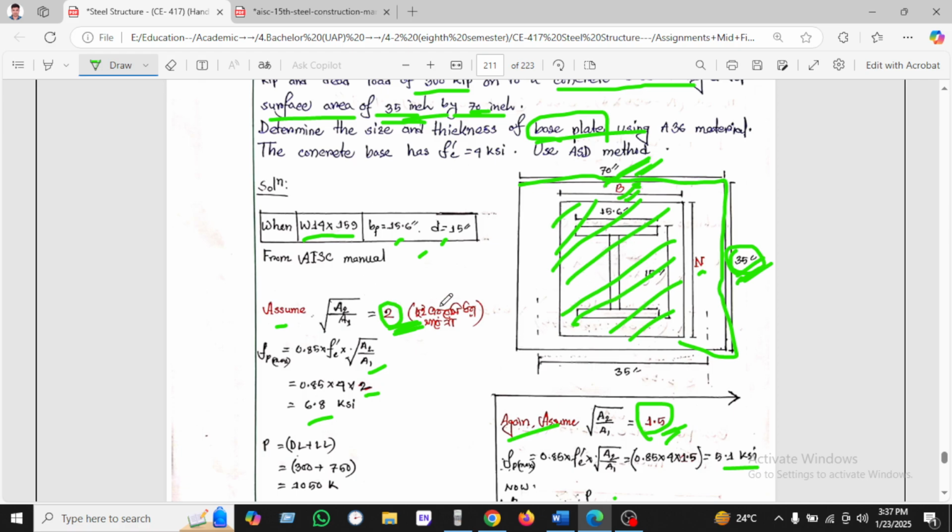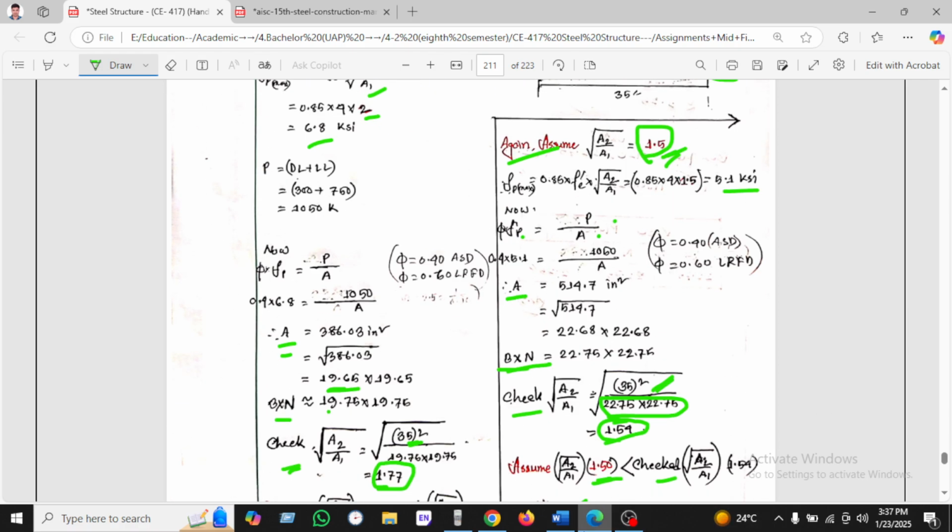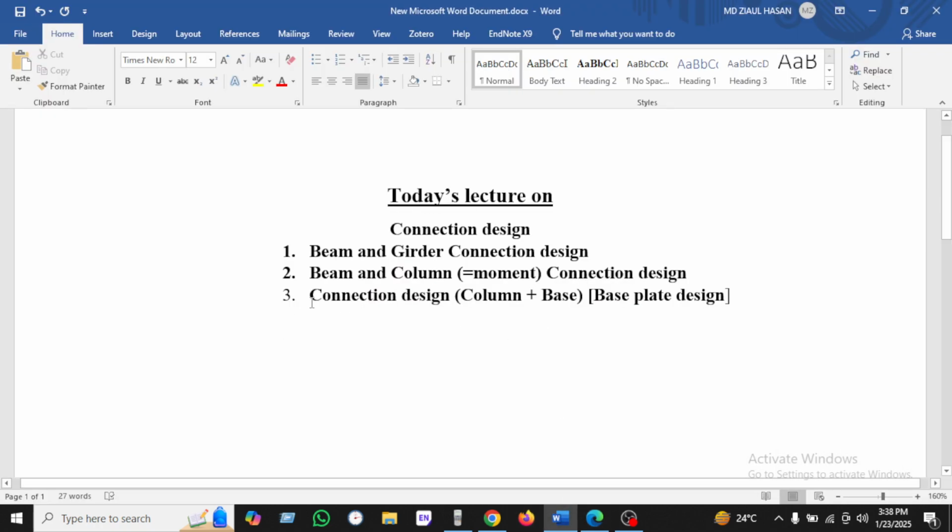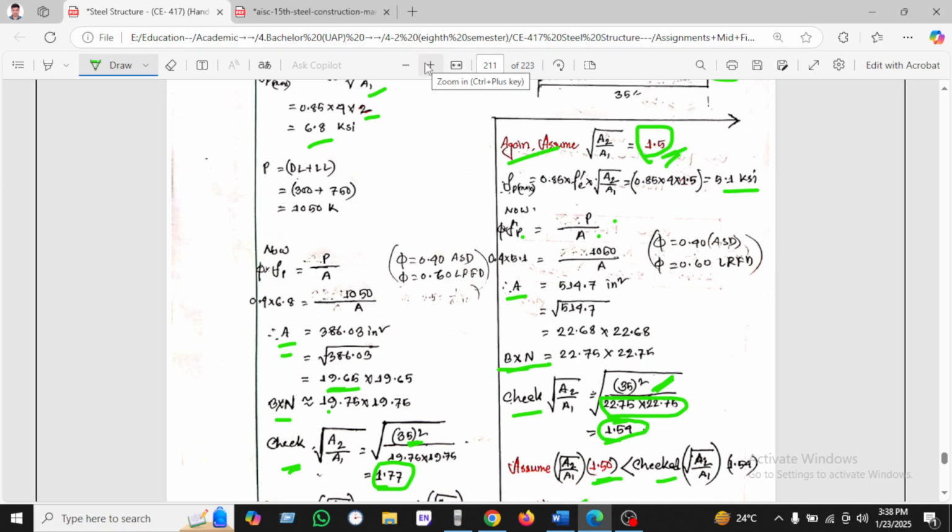Okay, so if you have any question, in this way you can design the base plate also. So first of all, I designed the beam or girder to girder design, then beam and column design, then column and base or base plate design. So I showed you the three types of design.